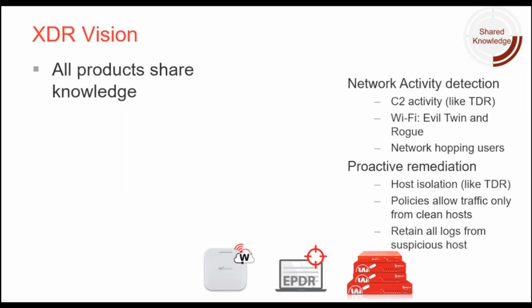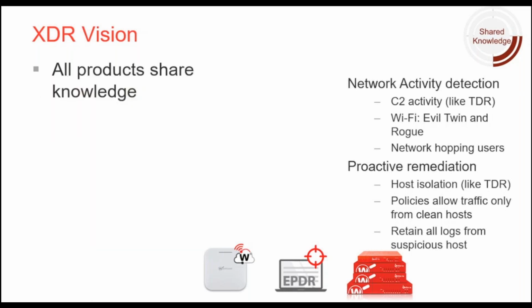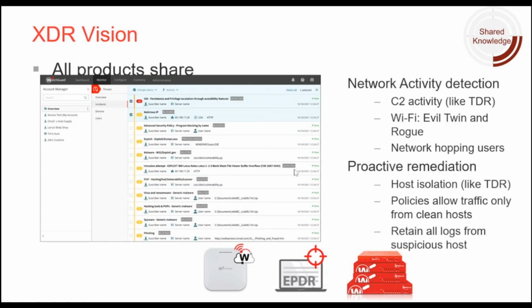Now, when it comes to the XDR vision also, all the products are going to share that knowledge. That's the important point. Where we have here, for example, when it comes to the network activity, the activity that is happening, like how the TDR used to work on the endpoint itself. For the Wi-Fi, when we have evil twin and rogue access points, network hopping users, we can do proactive remediation, like, for example, host isolation, like TDR used to do.